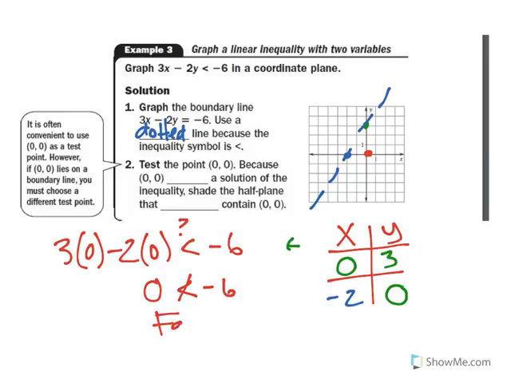So this is false. So that means I do not want to shade the side that the 0, 0 is on. I actually want to shade the other side. So in this case, I'm going to shade everything above.